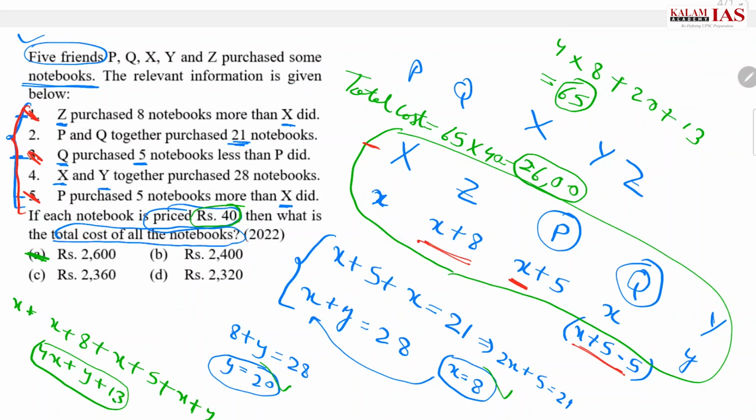And now at the last we have assumed Y has bought Y notebooks. In the second condition it is given P and Q together purchased 21 notebooks. P plus Q means X plus 5 plus X equals 21, and it is given X and Y together purchased 28 notebooks, that means X plus Y equals 28. So on solving these equations we get X equals 8 and Y equals 20.